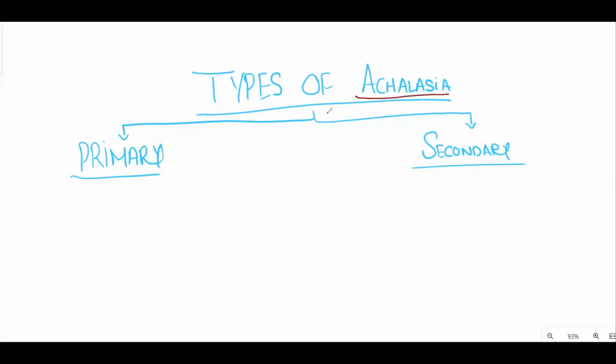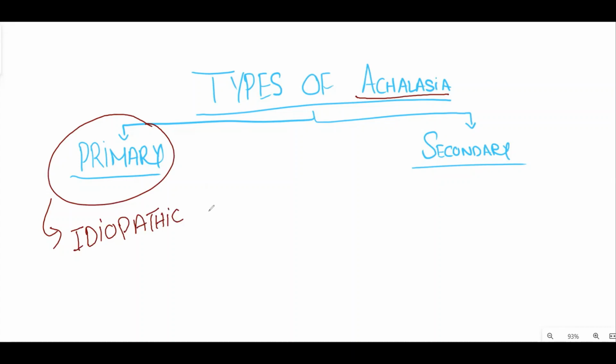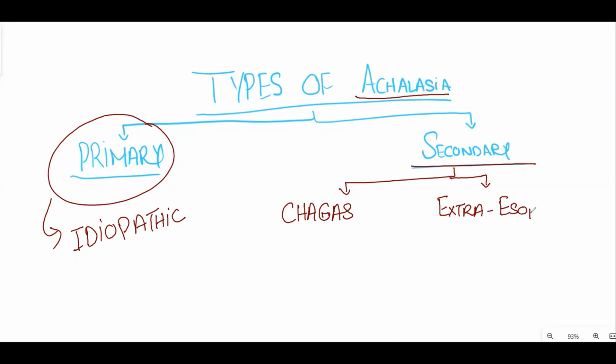Achalasia is mainly divided into two types. The primary type is idiopathic. The second one is secondary achalasia. Secondary achalasia is due to Chagas disease and due to extraesophageal cancers.